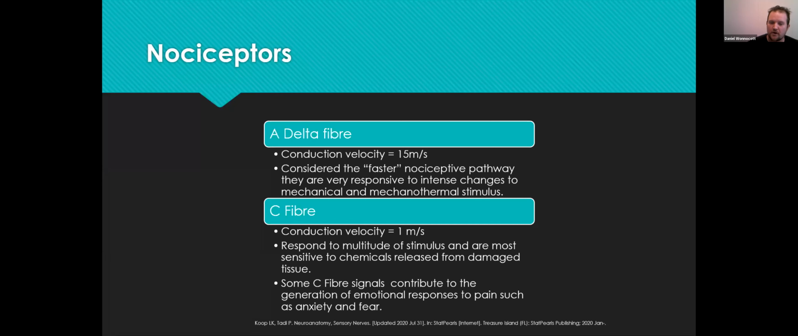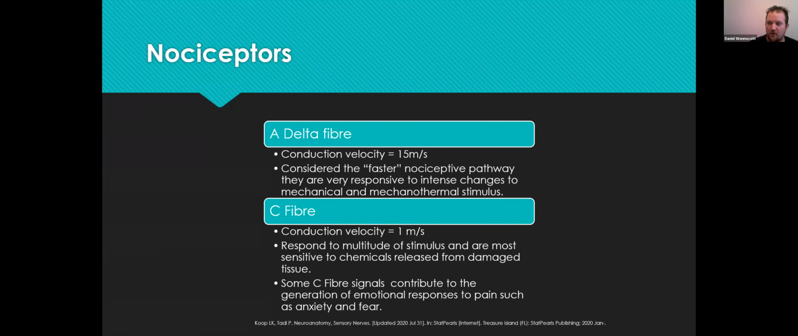But then if we look at a C fiber, it's got a much slower conduction velocity, but it's going to respond to a multitude of stimuli, and they're very sensitive to chemicals released from damaged tissue. So where someone's had an injury, that C fiber continues to fire. So that's that dull ache that people tend to get after they've rolled their ankle. Everything's happening in the tissue.